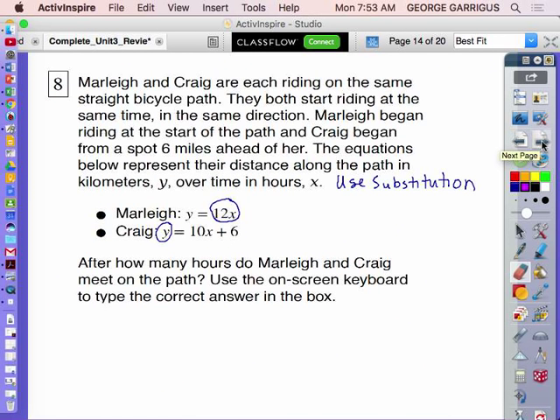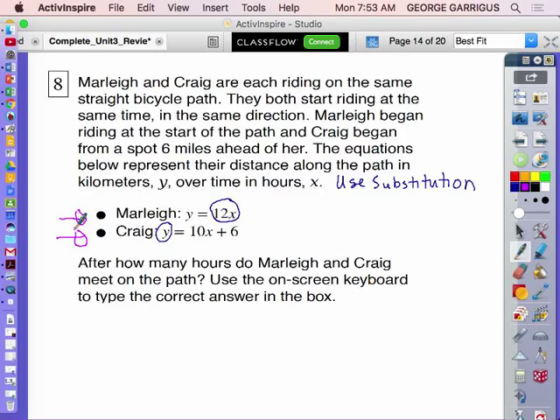Problem 8. Marleigh and Craig are each riding on the same straight bicycle path. They both start riding at the same time in the same direction. Marleigh began riding at the start of the path, and Craig began from a spot 6 miles ahead. These equations below represent their distance along the path y over time in hours x. So they've already set up line 1 and line 2.